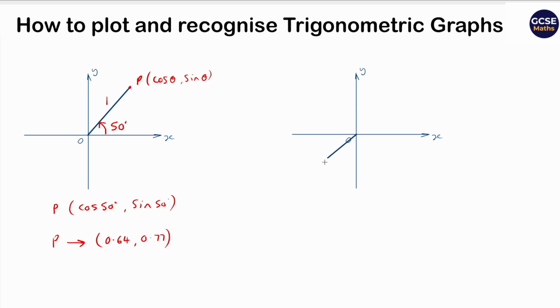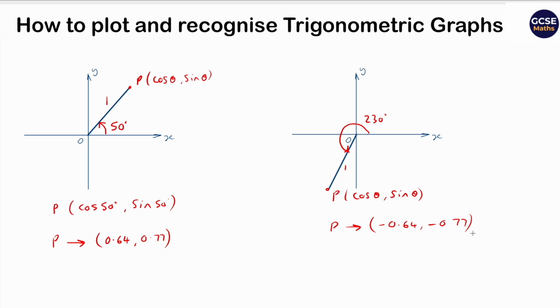So if we just put one down here, again, it's a unit. Let's say this angle here is 230 degrees. We do exactly the same thing. That is point P, and we know that point P is cos theta, sin theta. So in this case, the coordinates of P are cos 230, and that is minus 0.64, then sin 230, which is minus 0.77.